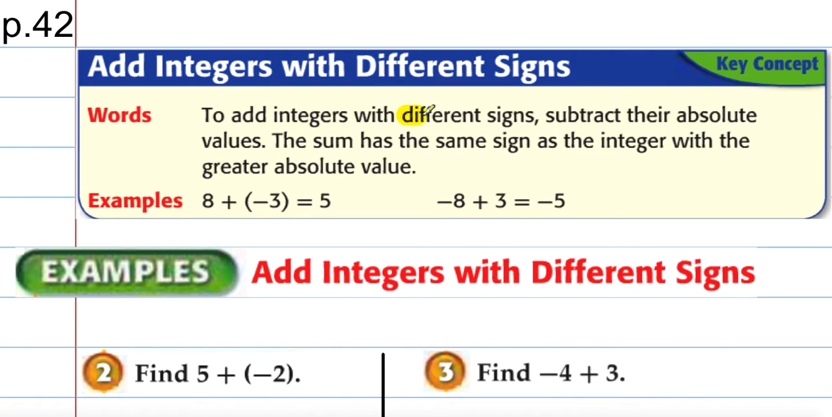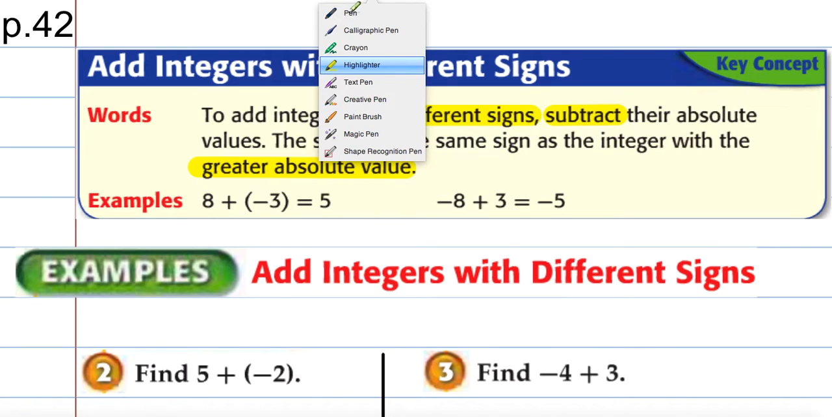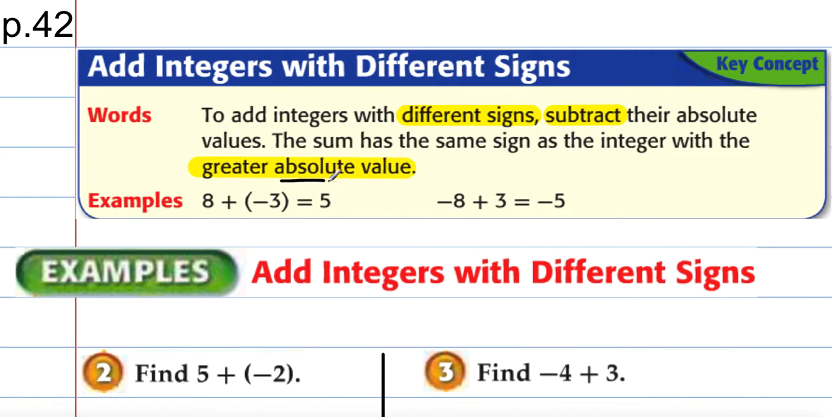To add integers with different signs, you are actually going to end up subtracting the one that's smaller from the one that has the greater absolute value. So remember, absolute value is the number of units away from 0. So in this case, 8 plus negative 3. Positive 8 is more than negative 3 and actually has a greater absolute value. 8 is 8 units away from 0. Negative 3 is only 3 units from 0.